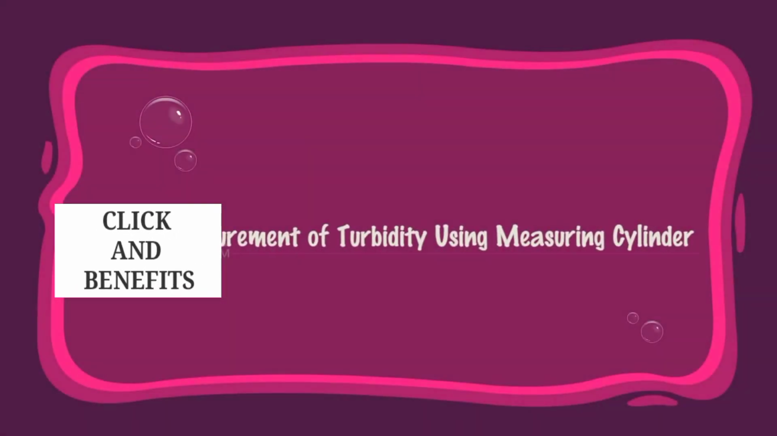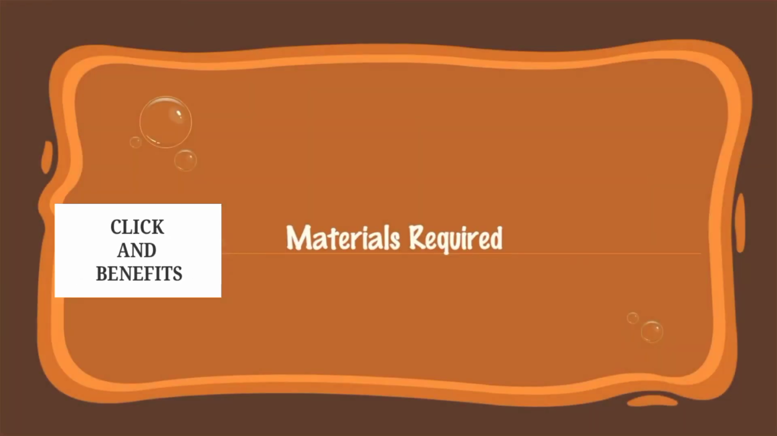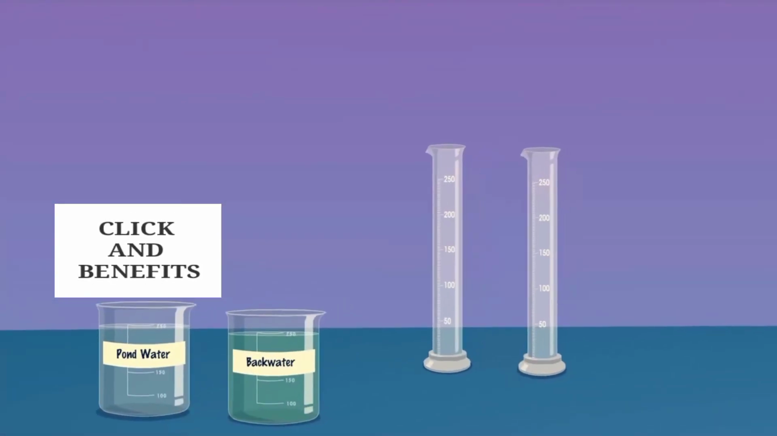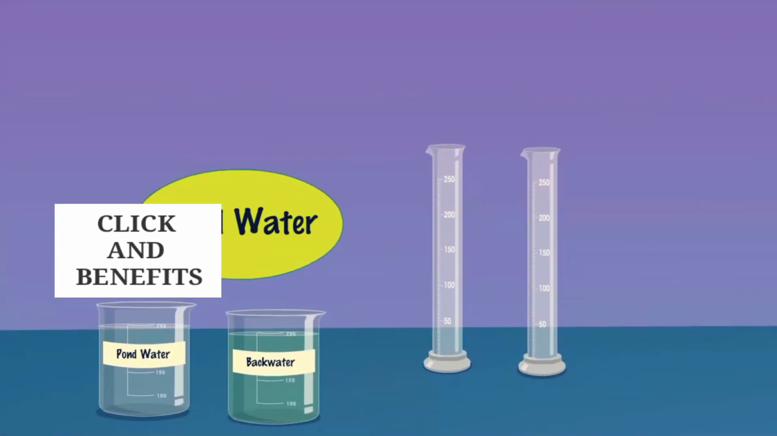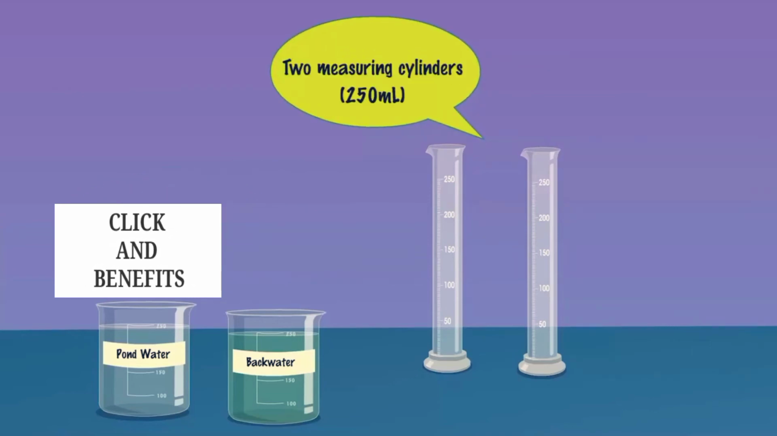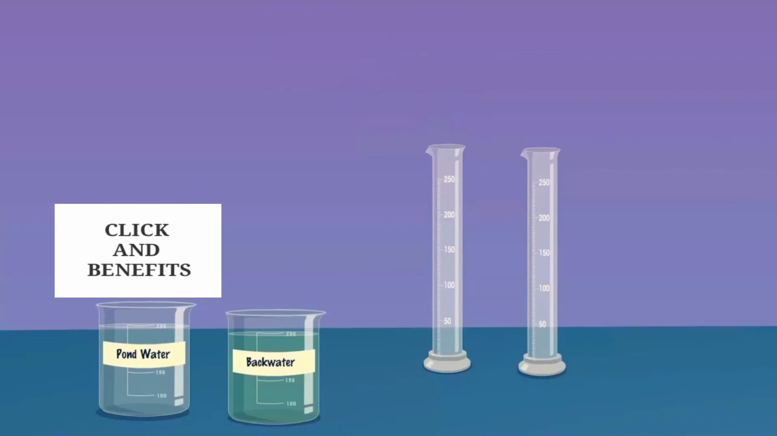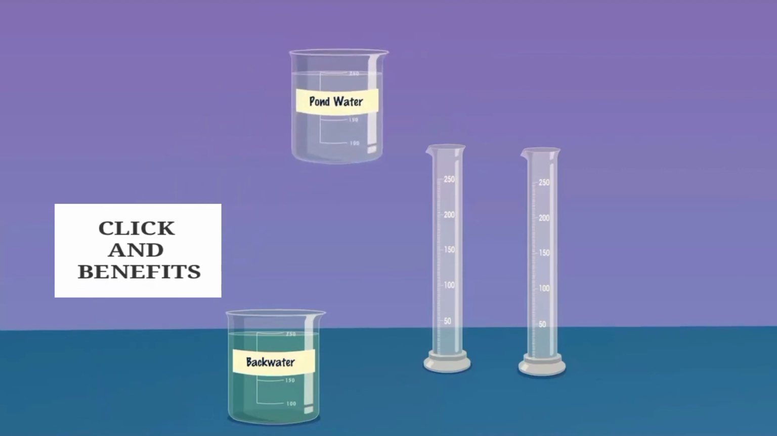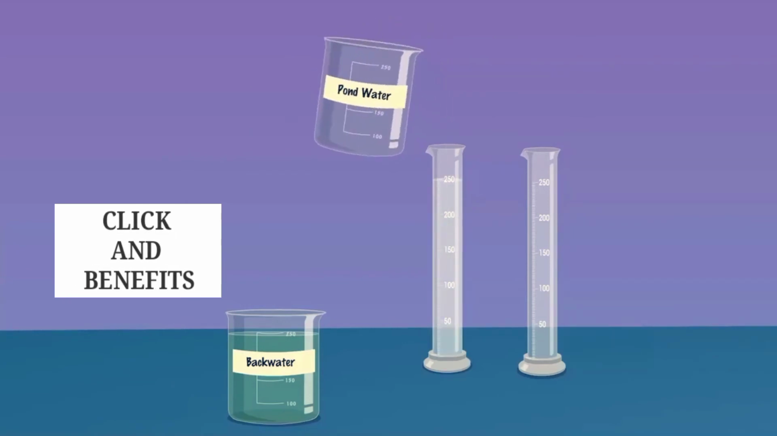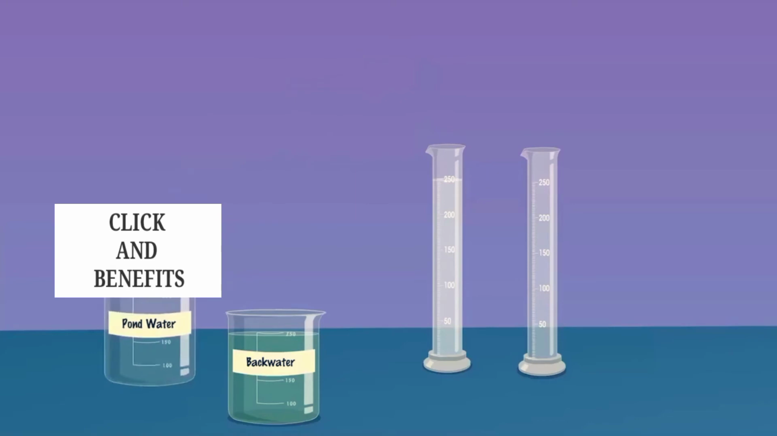Measurement of turbidity using the measuring cylinder. Materials required: water samples from pond water, backwater, and 250 milliliters measuring cylinders of the same height. Take a beaker containing pond water and transfer 250 milliliters of water sample in the measuring cylinder.